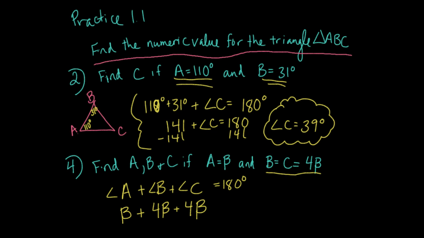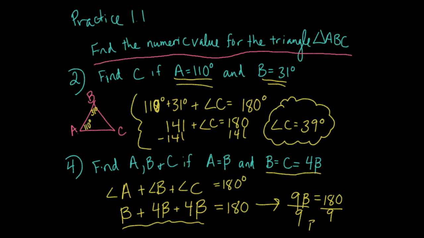It's just like x plus 4x plus 4x, that's 9x. And I know that this is equal to 180. So I'm going to combine like terms. These are all like terms on this side. So that gives me 9 beta equals 180 degrees. Then you can divide both sides by 9. That tells me that beta is equal to 20, because 9 goes into 18 2 times and 9 goes into 0 0 times, so 20.